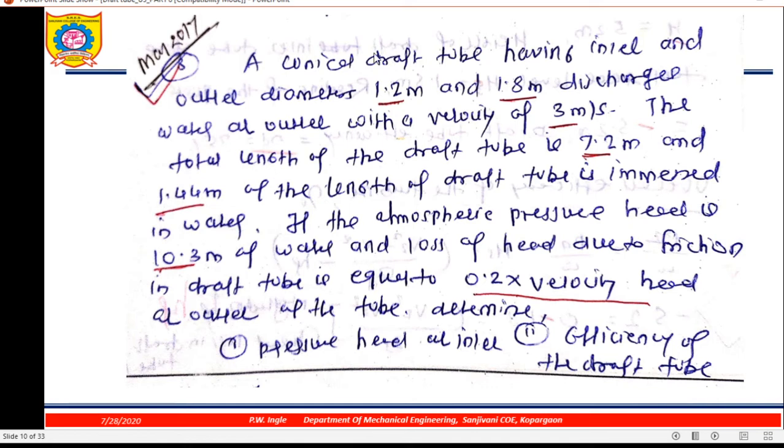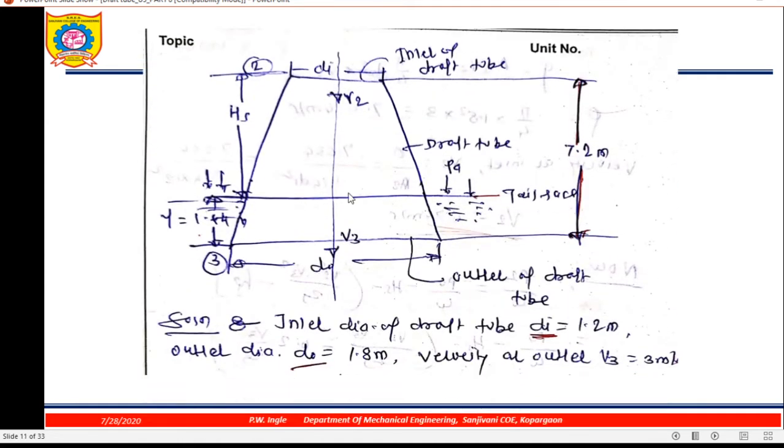So I read the statement. The conical draft tube having the inlet and outlet diameters 1.2 meter and 1.8 meter discharges water at the outlet with a velocity of 3 meter per second. The total length of draft tube is 7.2 meter and 1.44 meter of length of draft tube is immersed in water. If the atmospheric pressure head is 10.3 meter of water and loss of head due to friction is 0.2 times the velocity head at outlet, calculate pressure head at inlet and efficiency of draft tube.